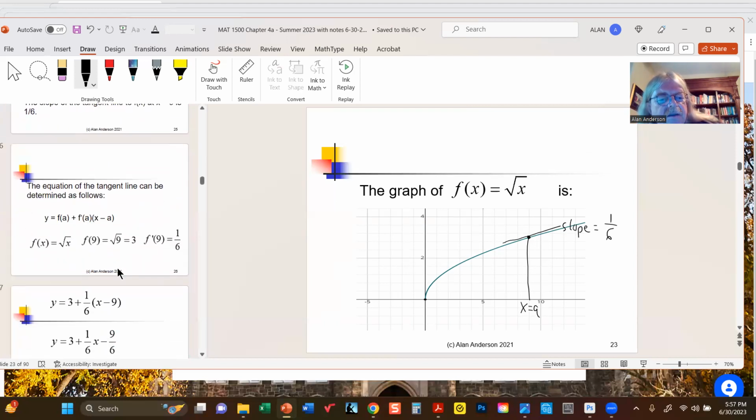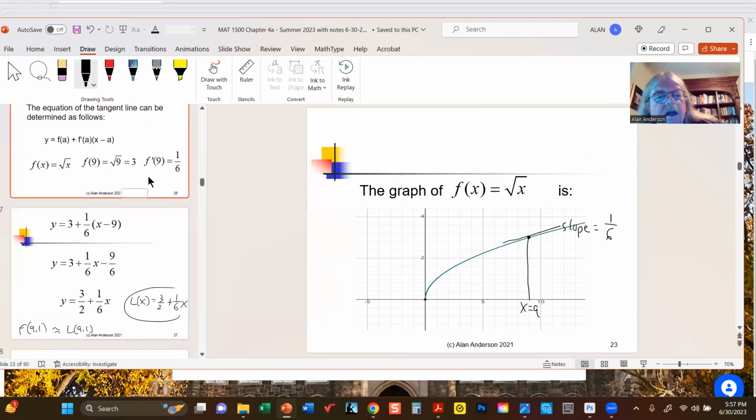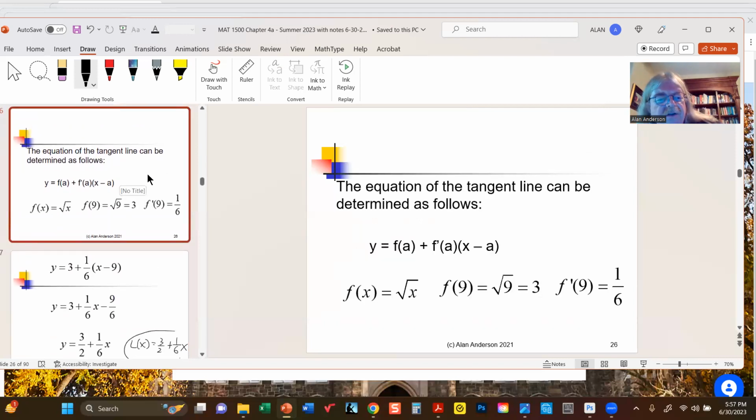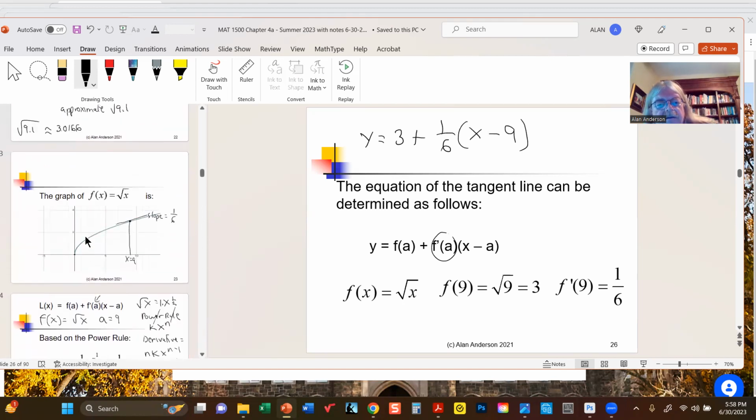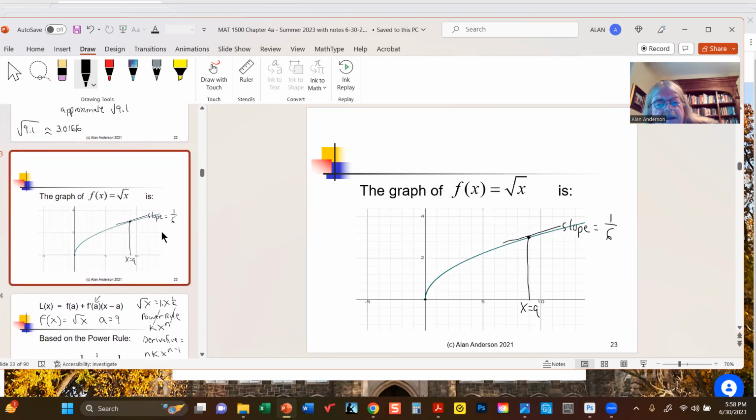So plugging everything into this linearization function, what this tells us is that the equation is 3 plus, remember the derivative is 1/6, when x equals 3. And this is what we end up with. That's the tangent line. Okay, that's what you're looking at right there.